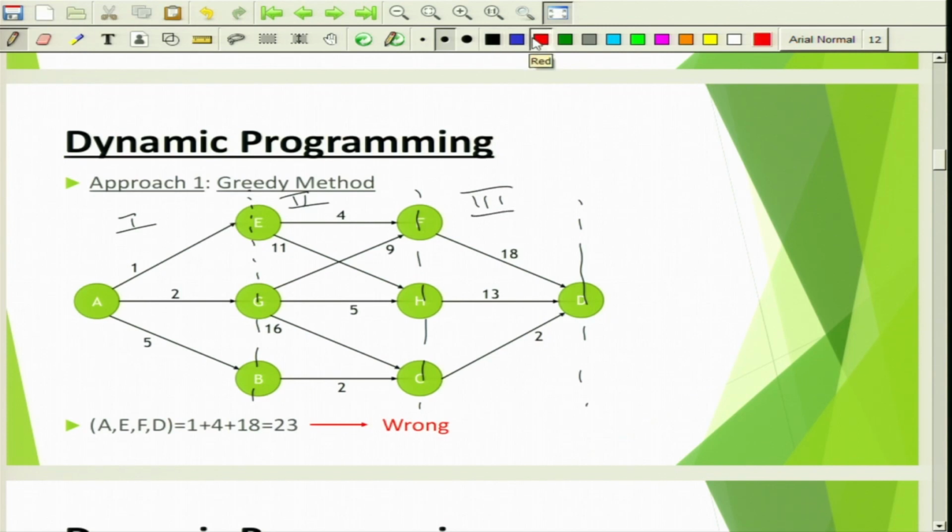Now from stage 1 to stage 2, in stage 1 you have how many states? There is only one state, which is A. At stage 2 you have 3 different states, which is E, G and B, and at stage 3 you have 3 different states, which is F, H and C, and moving from stage 3 to the final destination, you have 3 different policies as well.